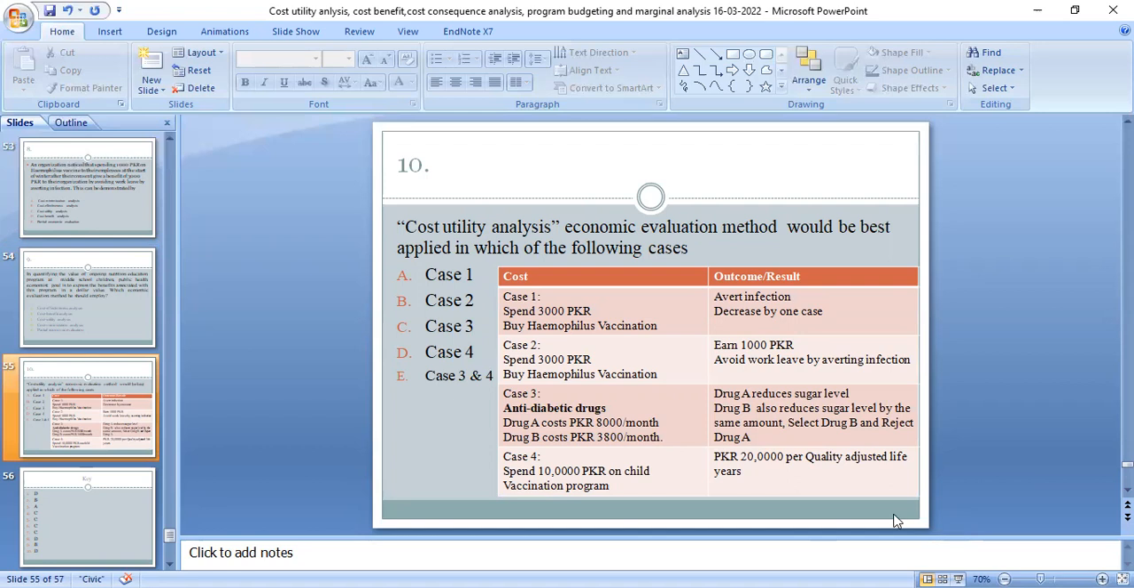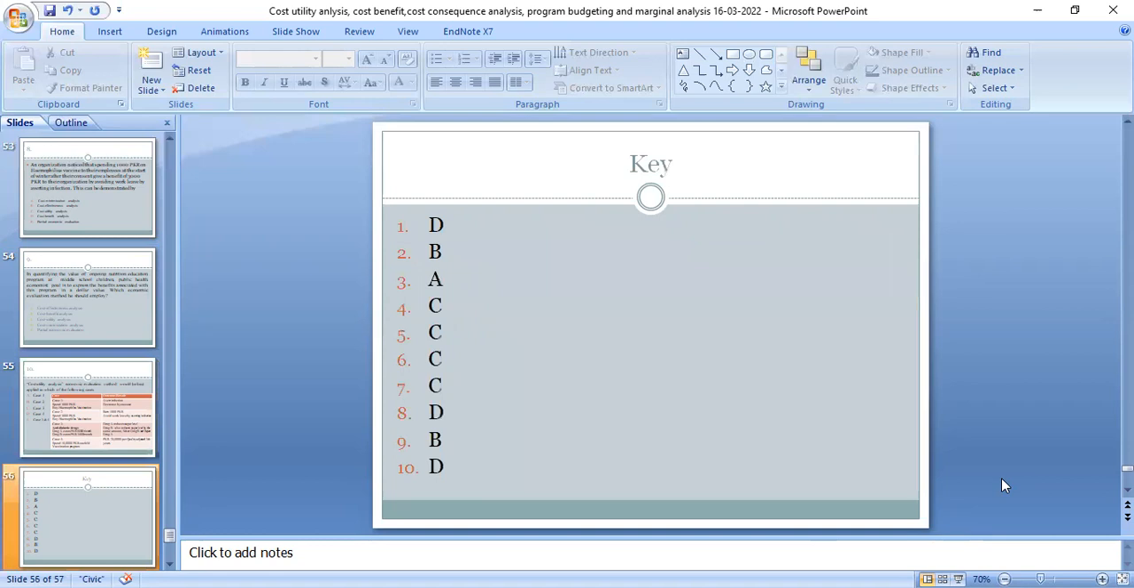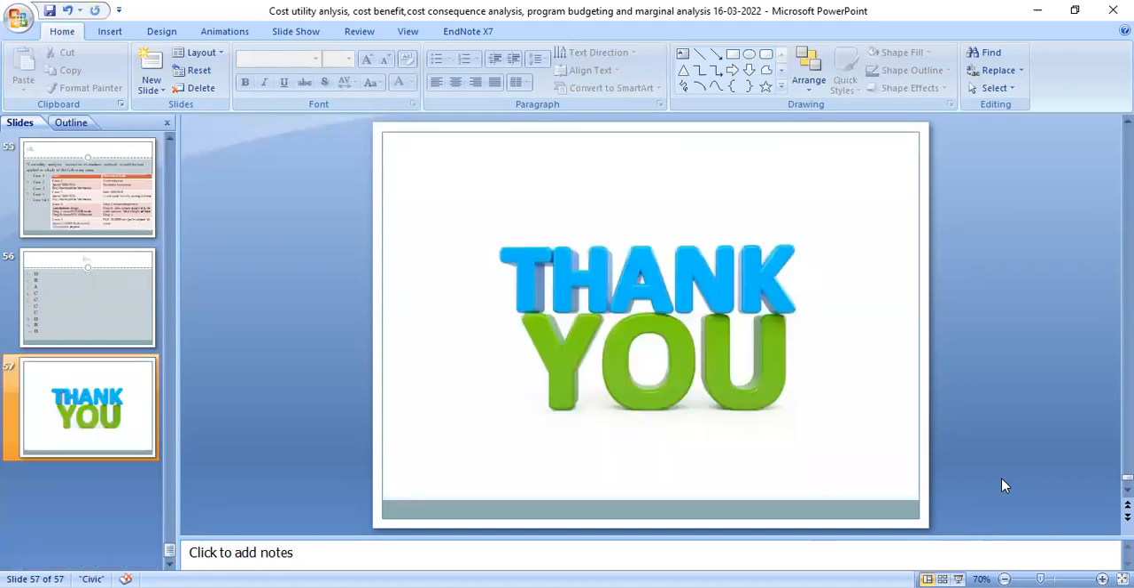D. Yes, case 4 or D is the correct answer, as the input is in monetary value while the output is in quality adjusted life years. This is the key of the MCQs, and thank you very much.